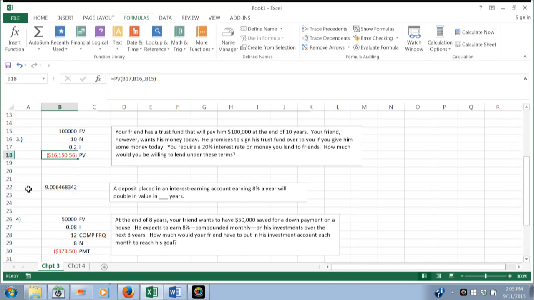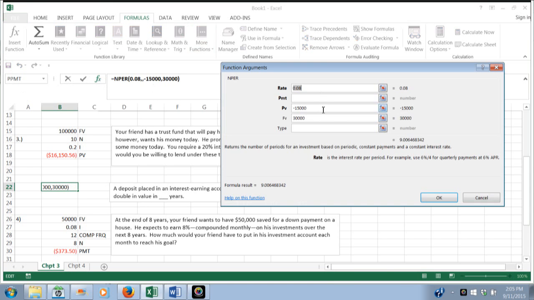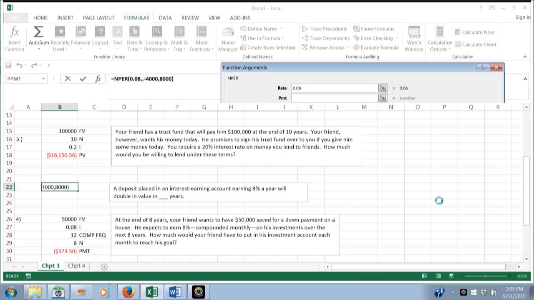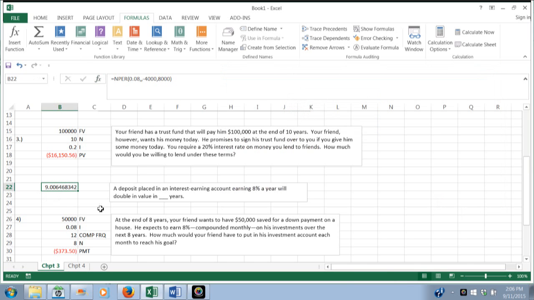Our next one here, a deposit in an interest earning account earning 8% a year will double in value in X amount of years. Well, you basically want to find out the number of periods or the number of years. So you can put any number in here and double it. I just put 15,000, but you could put 4,000 and then have it double to 8,000, and you're still going to get the same amount. It's still going to be 9 years.